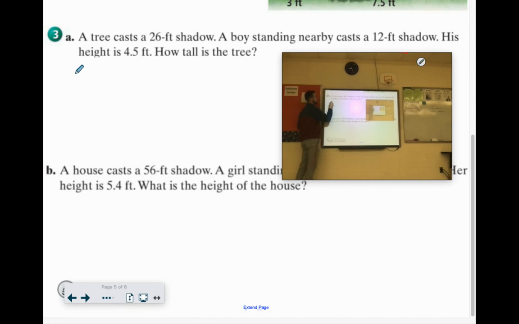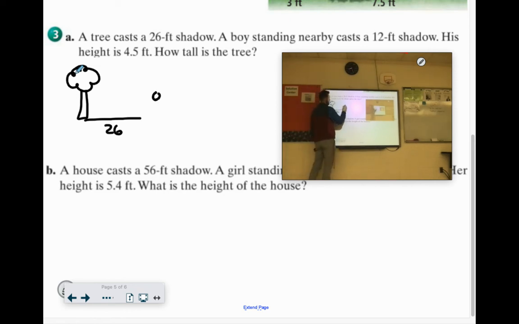A tree casts a 26-foot shadow. Here's my tree. Here's my 26-foot shadow. A boy standing nearby casts a 12-foot shadow. Here's the boy, 12-foot shadow. His height is 4.5 feet. How tall is the tree? Let's call the tree X.